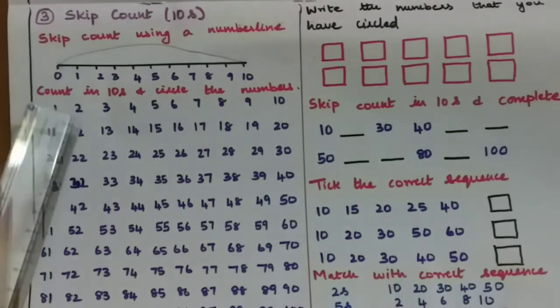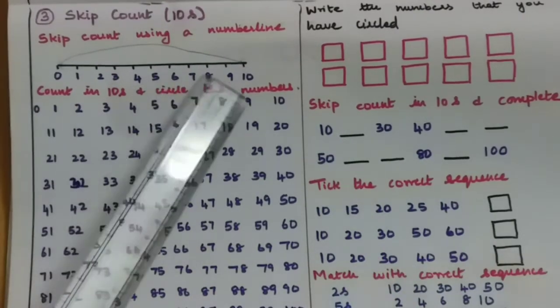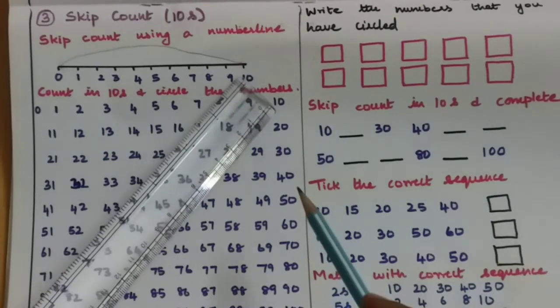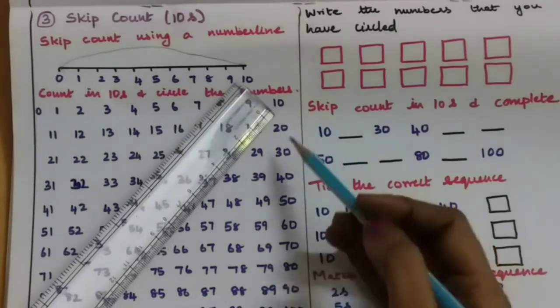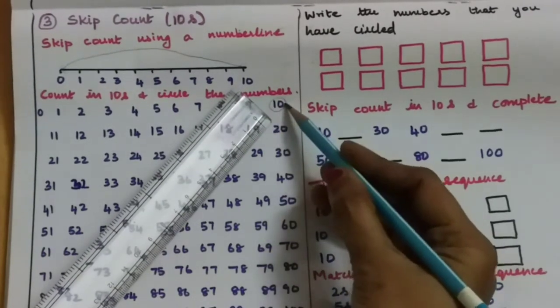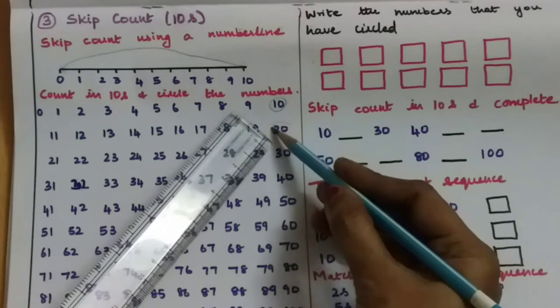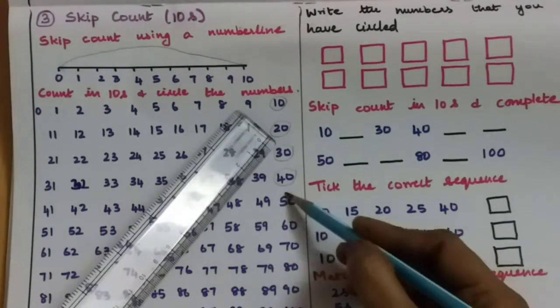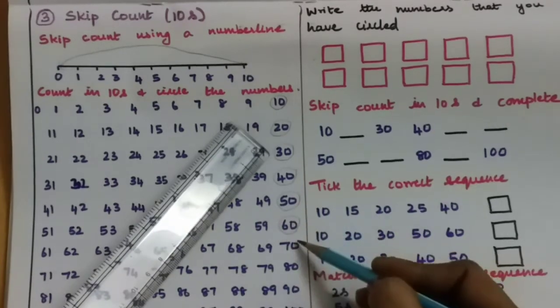Skip counting in tens will be very easy for your kids to understand. All the numbers are going to end in 0. So the sequence will be 10, 20, 30, 40, 50, 60, 70, 80 and 90. So by the end of this activity, your child will be able to also learn the table 10 easily.